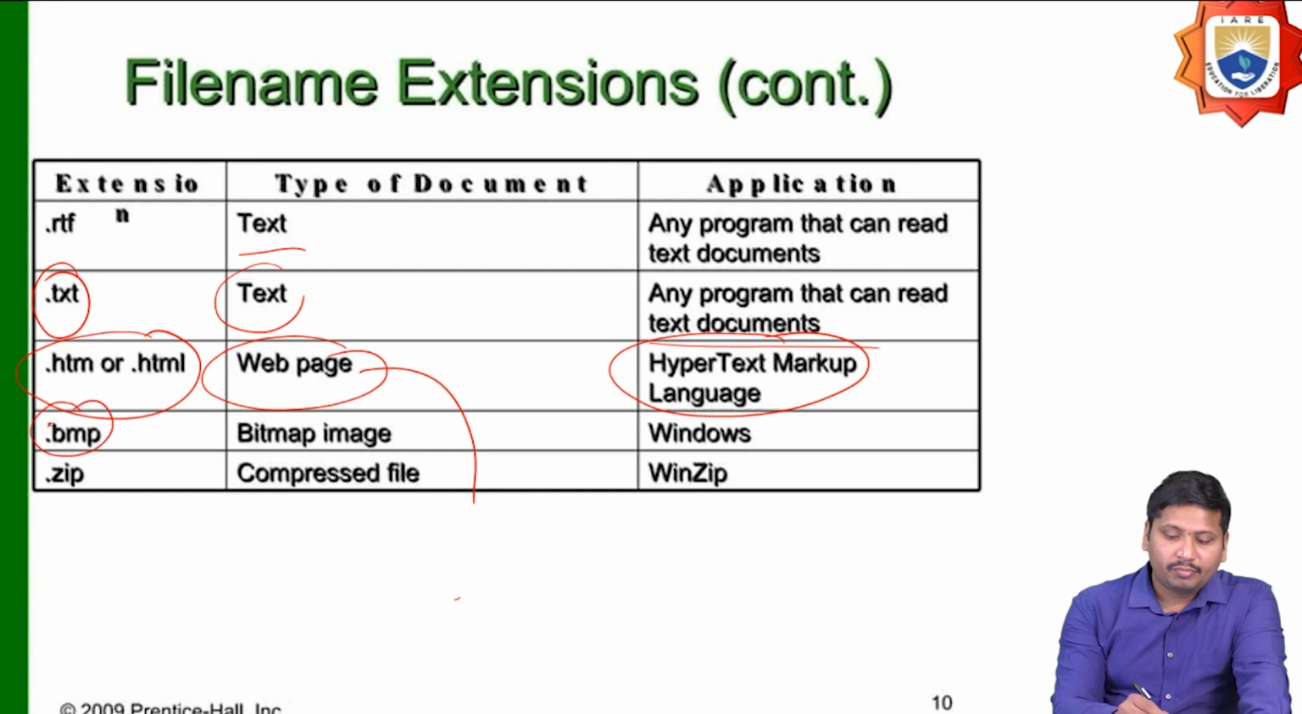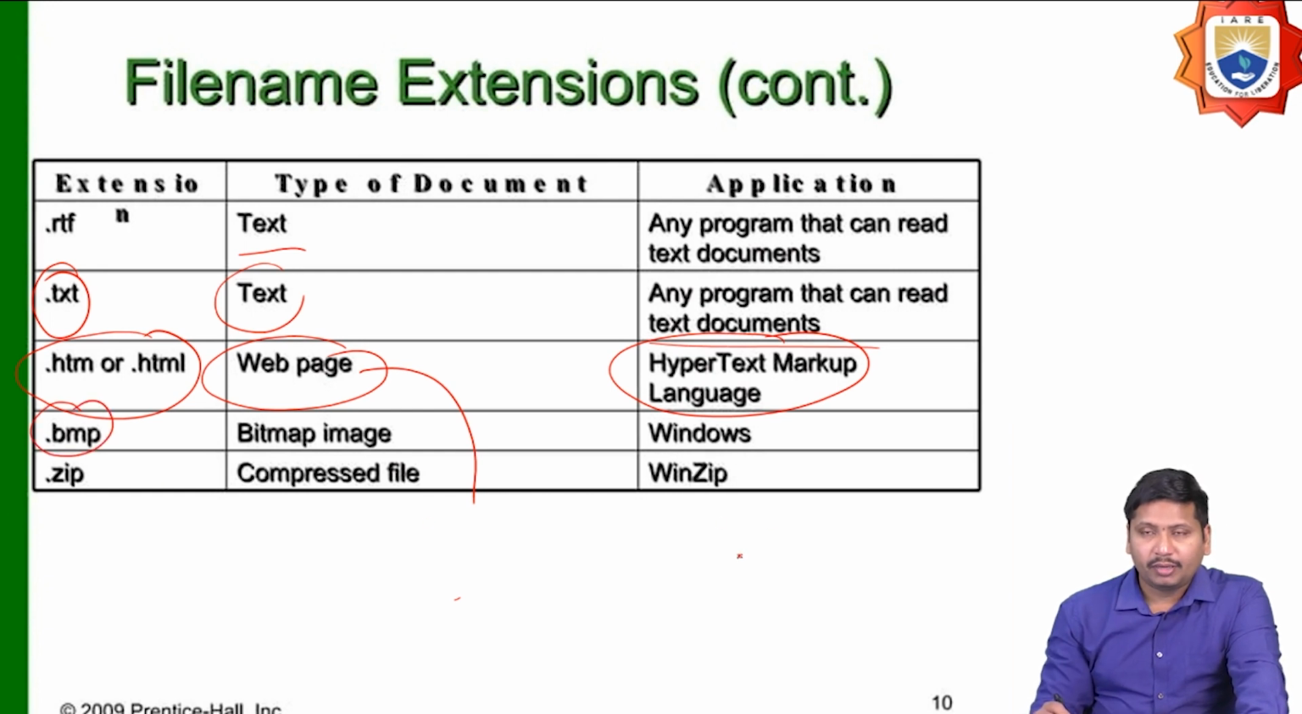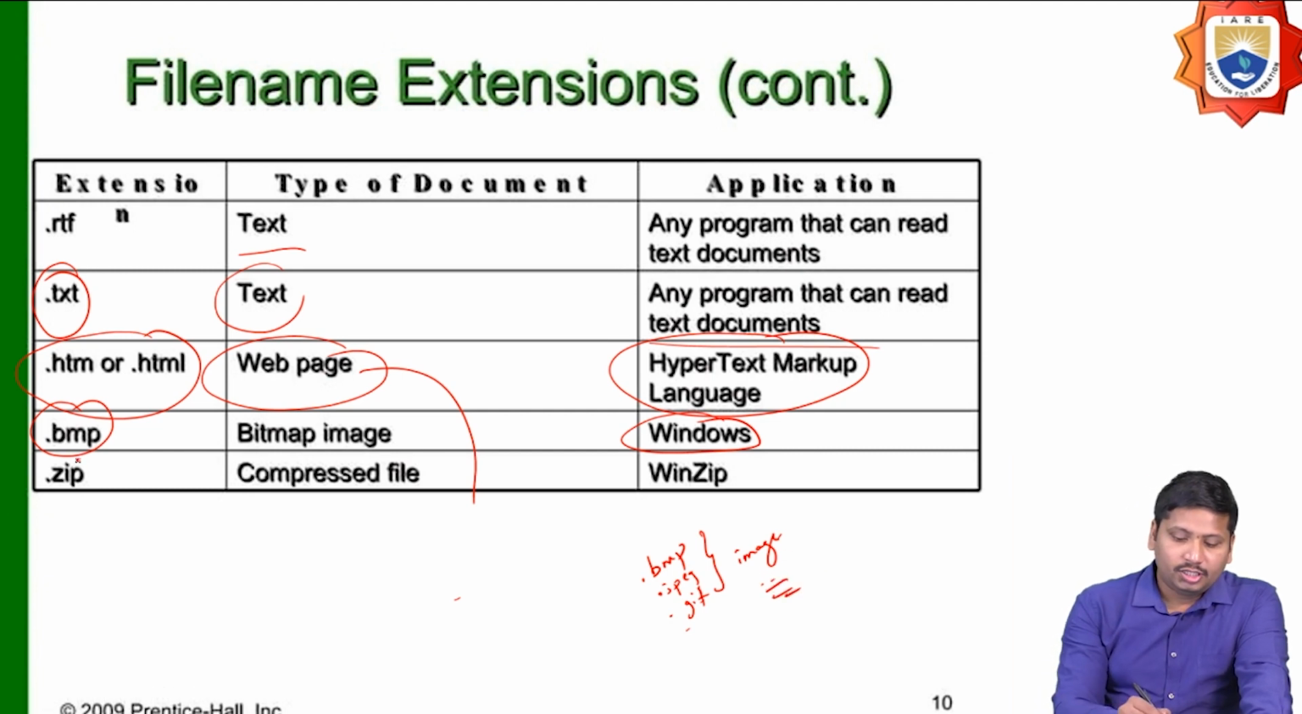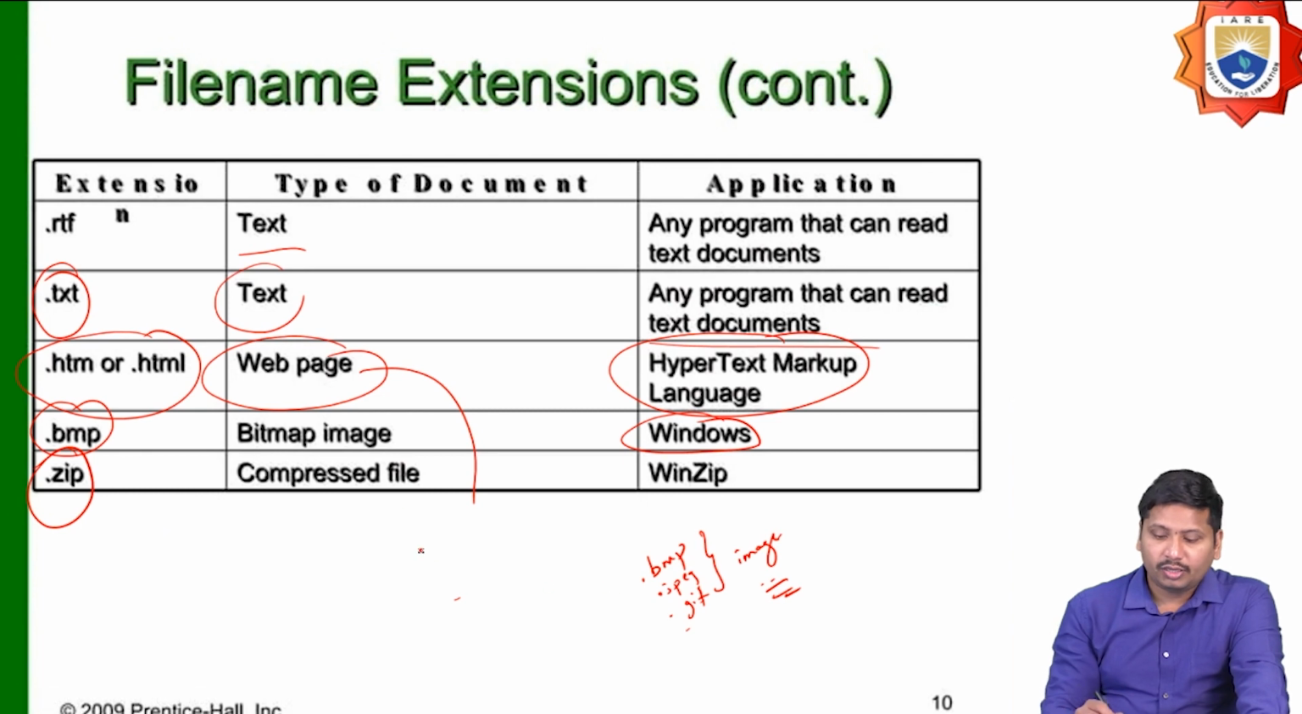And similarly, .bmp is a file extension for a bitmap image for the Windows application. Suppose I'm going to save these images, then we have to save it as .bmp, which is a bitmap image, or I can also save it as JPEG, or I can save it as GIF, like this. So these are some of the different extension formats that are going to be used for images. And .zip is another kind of extension for a compressed file, with the application of WinZip.